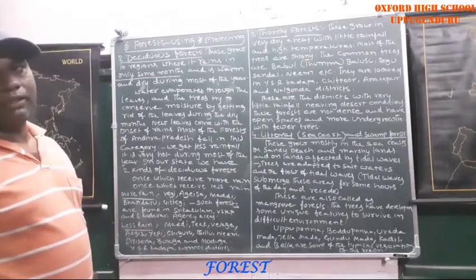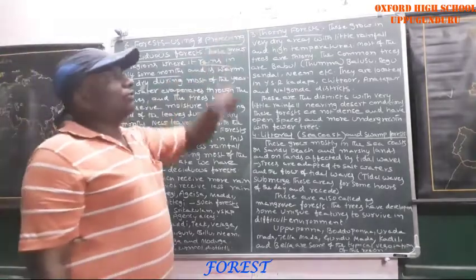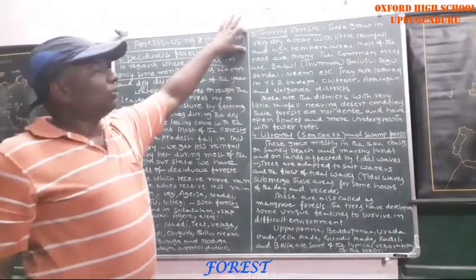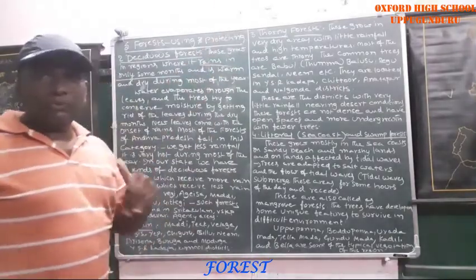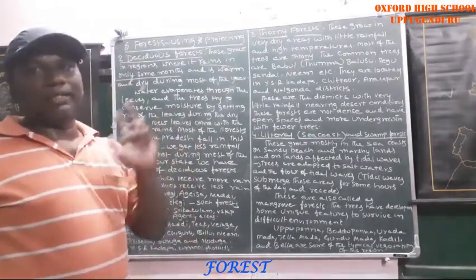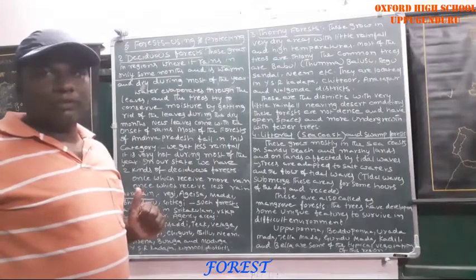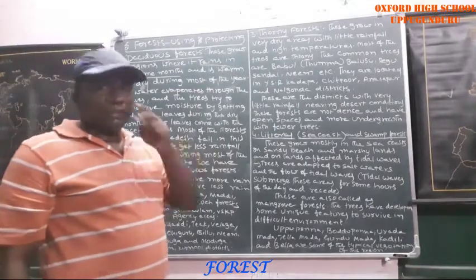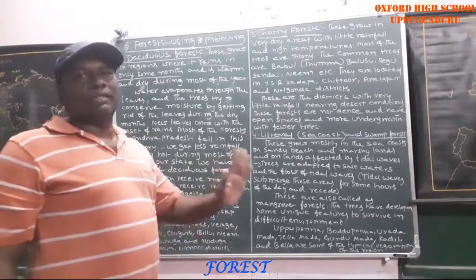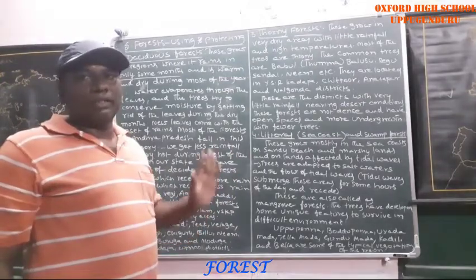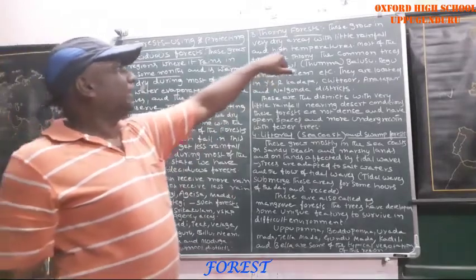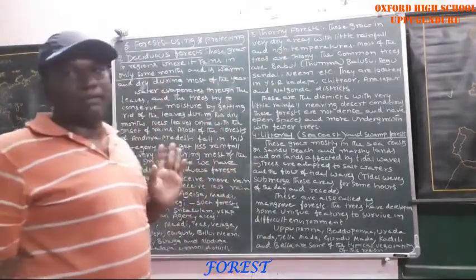Then next classification is thorny forest. Yourself, you recollect where we can find thorny forest. Where very little rainfall occurs, in those areas we can see thorny forest. These grow in very dry areas with a little rainfall.